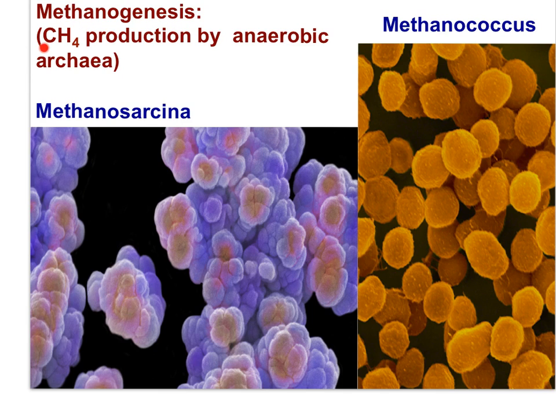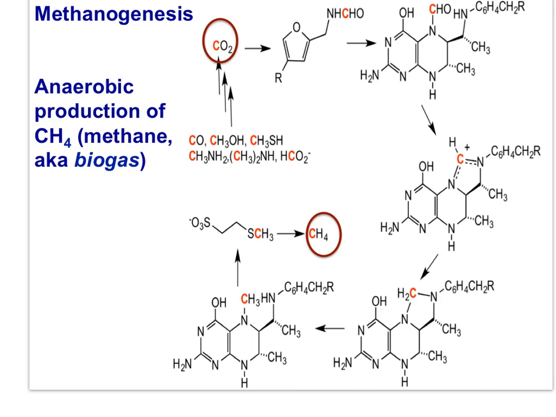Methanogenesis is the production of methane gas from carbon dioxide under anaerobic conditions by microorganisms, typically from the archaea domain. Methanosarcina and Methanococcus are examples of microorganisms that perform methanogenesis. The anaerobic production of methane starts with carbon dioxide, runs through a complicated pathway involving various intermediate molecules and ending with methane. Methane is often called biogas.